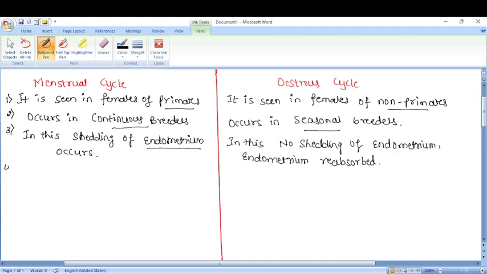Next difference: in the menstrual cycle, there is shedding of the endometrium. Due to shedding of the endometrium, bleeding occurs in the menstrual cycle. In the oestrus cycle, there is no shedding of the endometrium, so there is no bleeding.